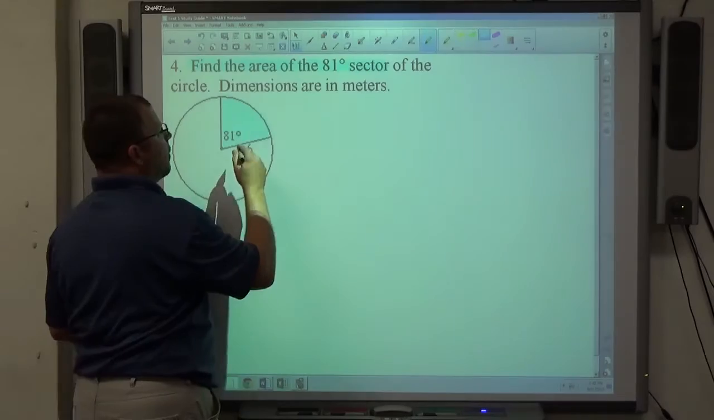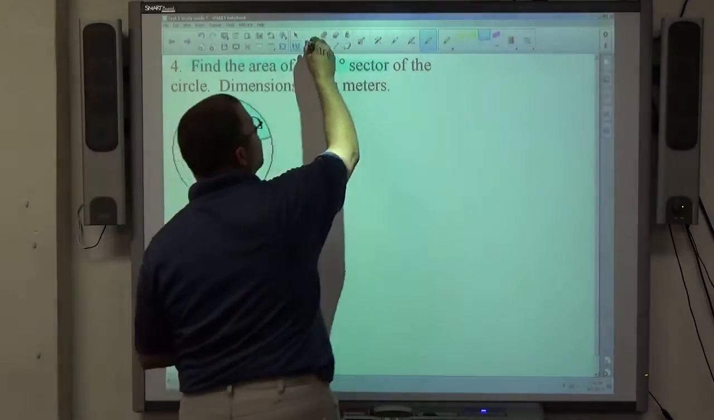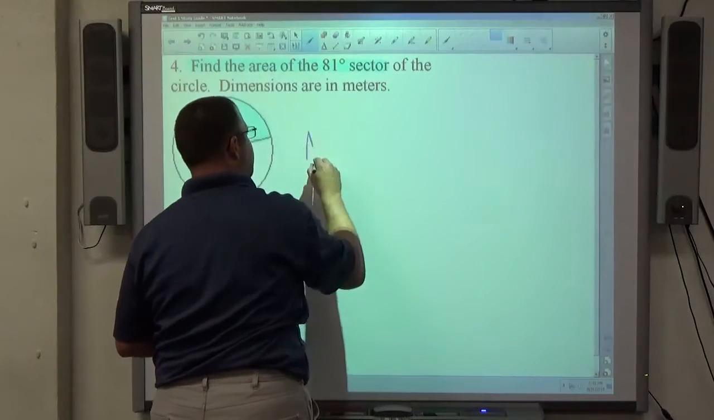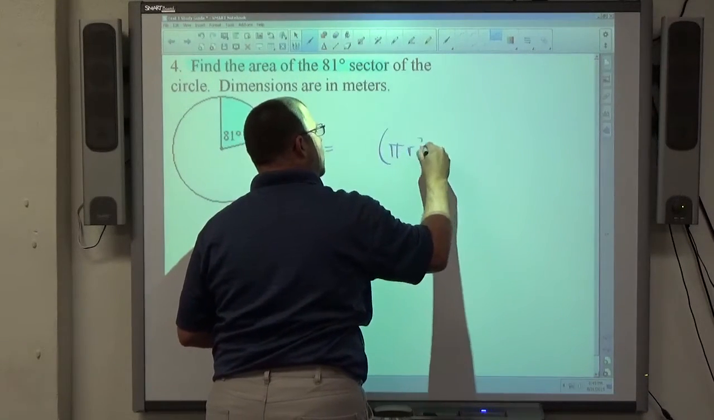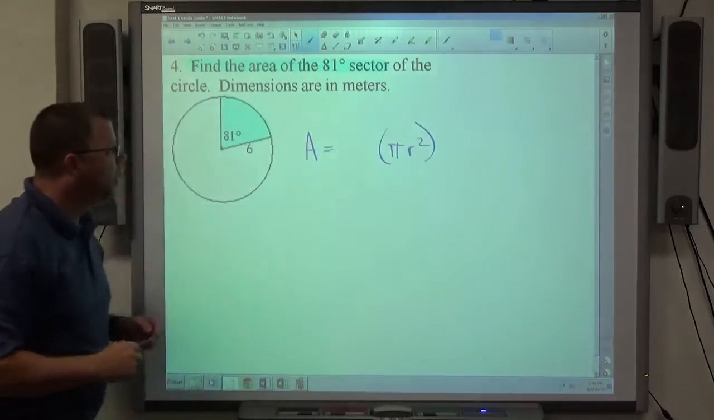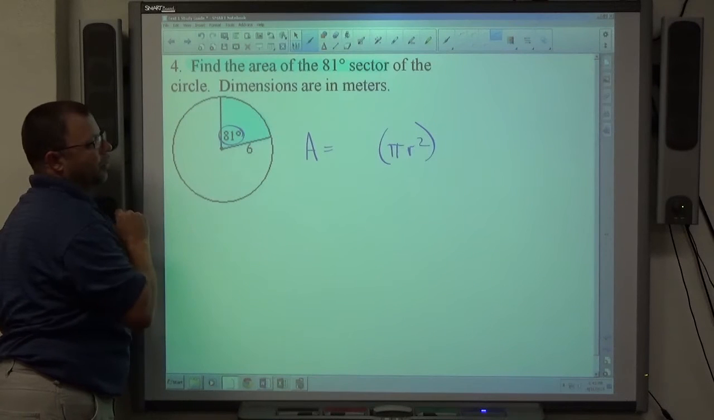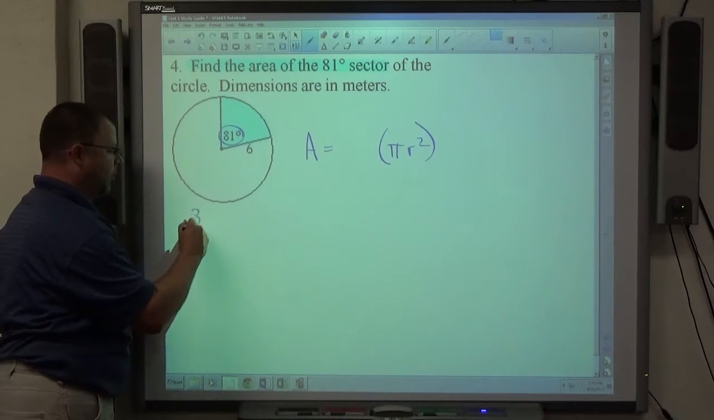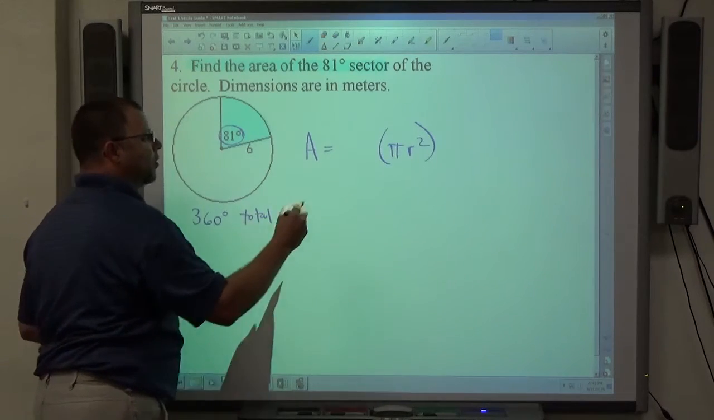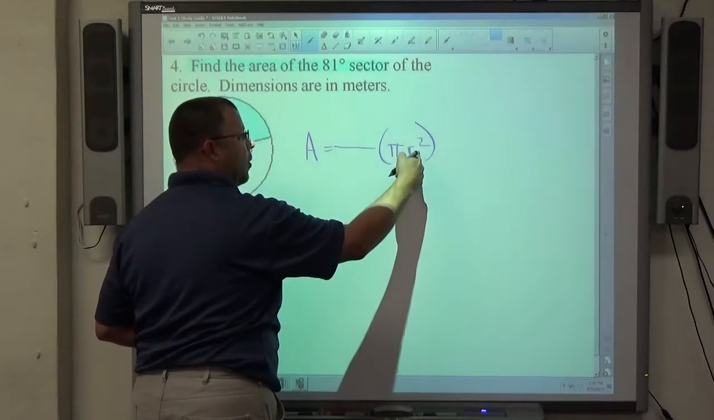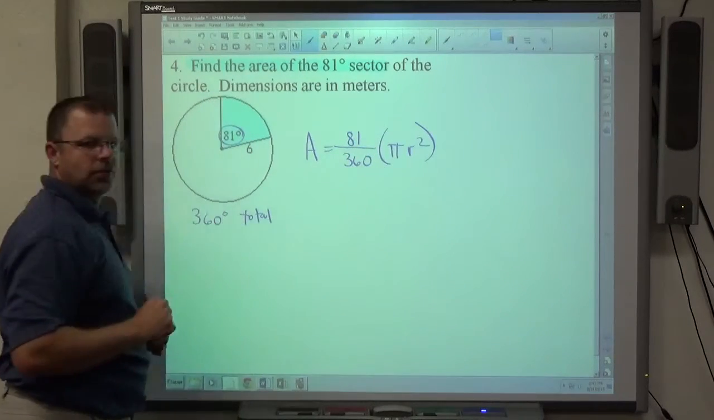And area of a sector is based on area of a circle. So if we start off with the area formula for a circle, leave a little bit of space right here. Pi times the radius squared is the area of a whole circle. What we're dealing with is a part of a circle, specifically 81 degrees of a circle, out of a total of 360 degrees total in a circle. So what we're looking at then is we take the area of the whole circle times 81 over 360.